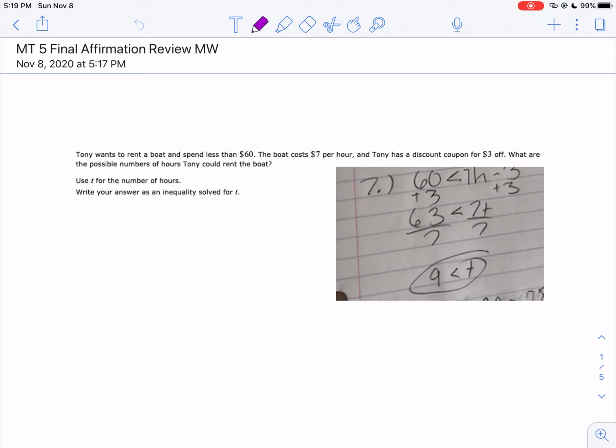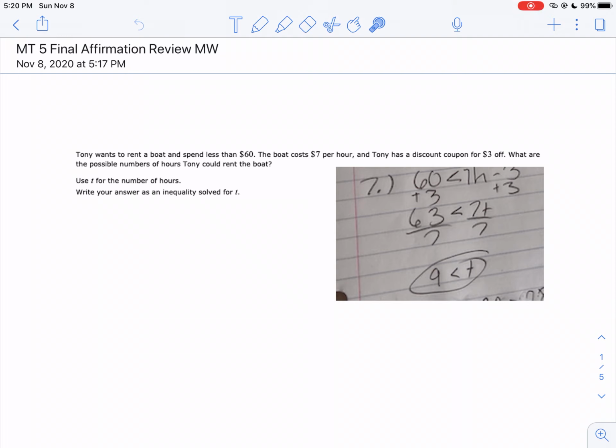Hey, let's take a look at your MT5 final affirmation right now. On this first question, it says, Tony wants to rent a boat and spend less than $60. The boat costs $7 per hour, which is, I like what you did here, $7 per hour. But he has a discount of $3, so you subtract the $3. What are the possible number of hours Tony can rent the boat?